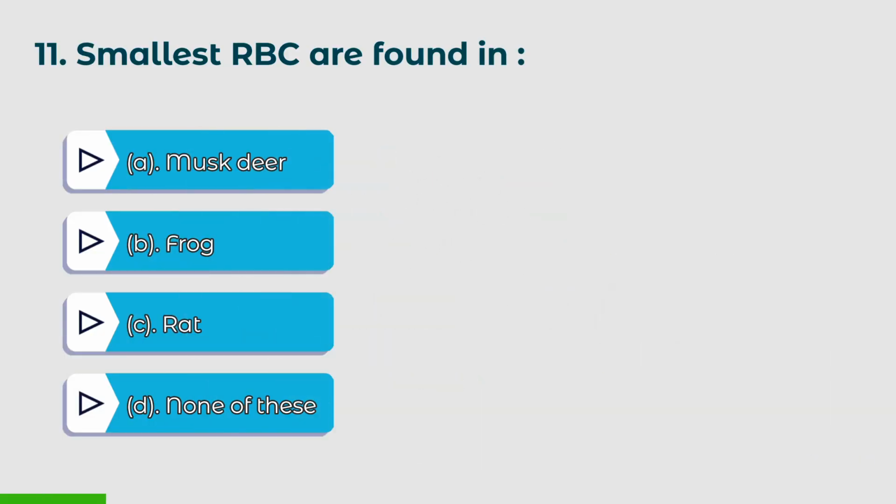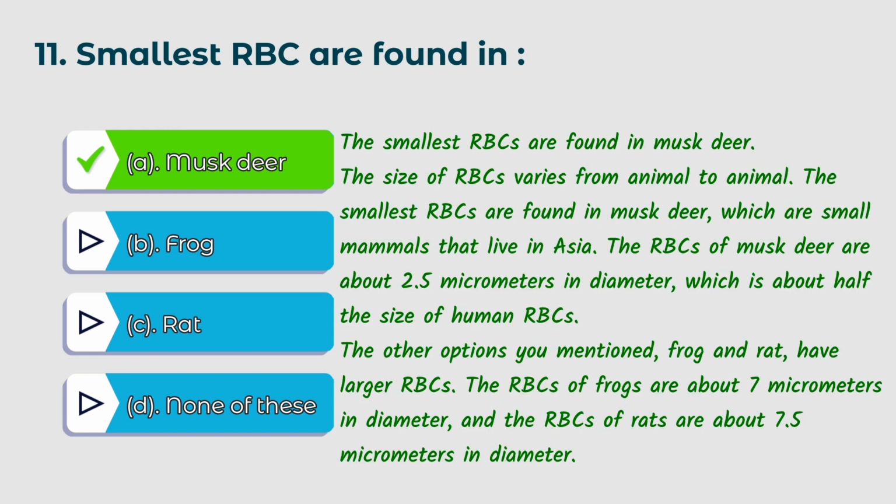11th question. Smallest RBC are found in options: A. Musk deer, B. Frog, C. Rat, D. None of these. The right answer is A. Musk deer. The smallest RBCs are found in musk deer. The size of RBCs varies from animal to animal. The smallest RBCs are found in musk deer, which are small mammals that live in Asia.